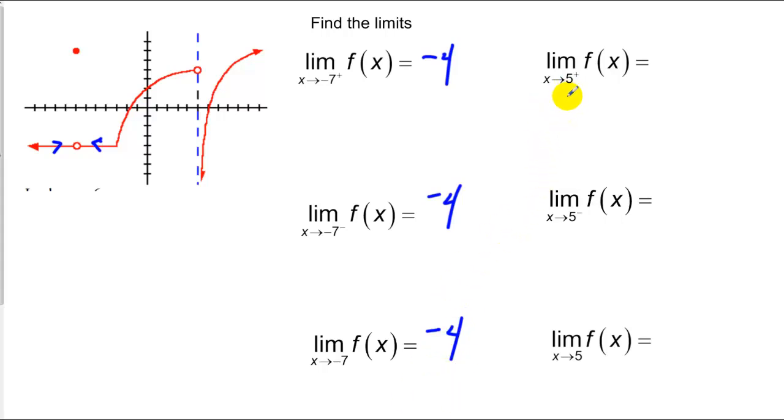If I approach 5 from the positive side, moving this direction, it appears that I'm moving to -infinity because I'm not approaching anything. It just keeps going down. As I approach 5 from the negative side, which is here, it appears that my y value is getting closer and closer to 4. Since the limit from the left does not equal the limit from the right, we say this function has no limit, even though it has one-sided limits.